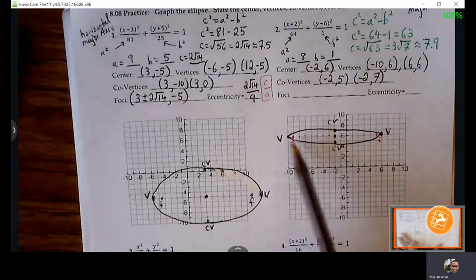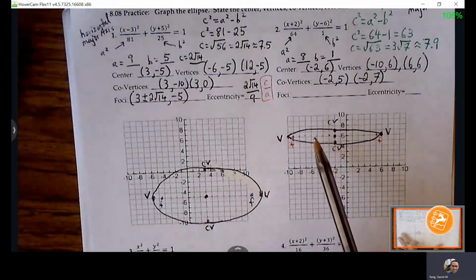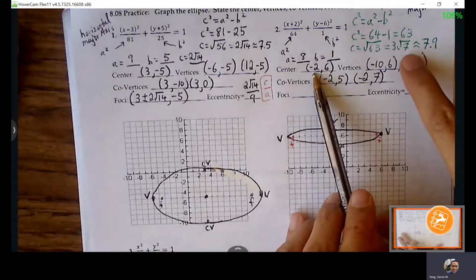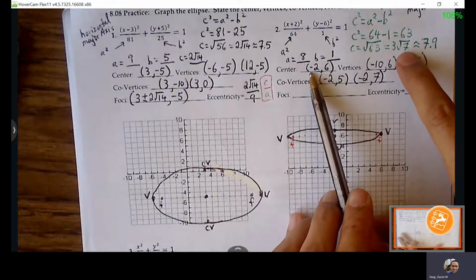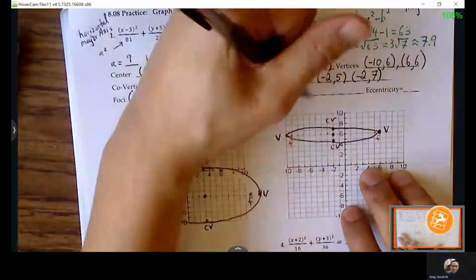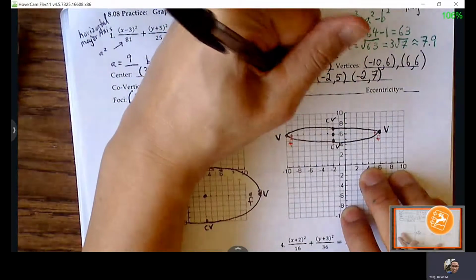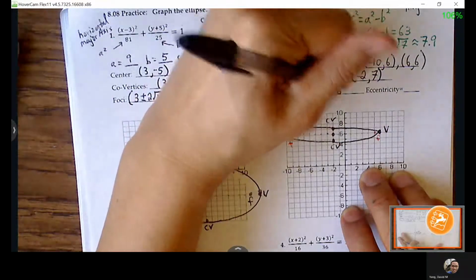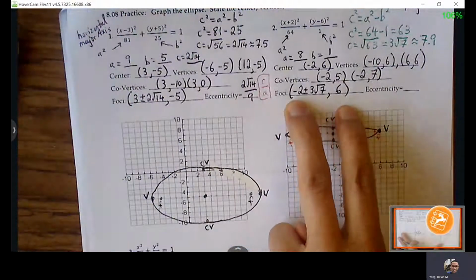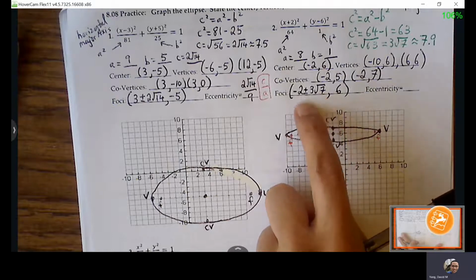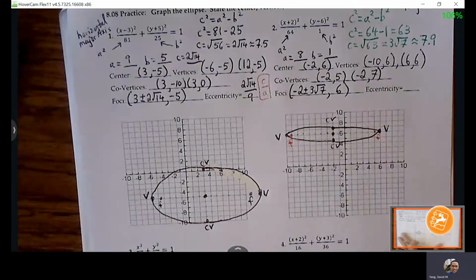Notice that you're moving your focus horizontally, so that's going to impact the x value of your center. So just take your center and do plus or minus the c value. That's going to allow us to give an exact value of that focus. You're just writing the center, and then doing plus or minus c to the appropriate x or y value so that you can move it to those locations.